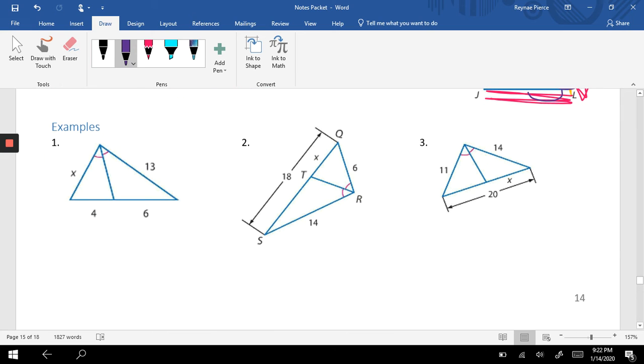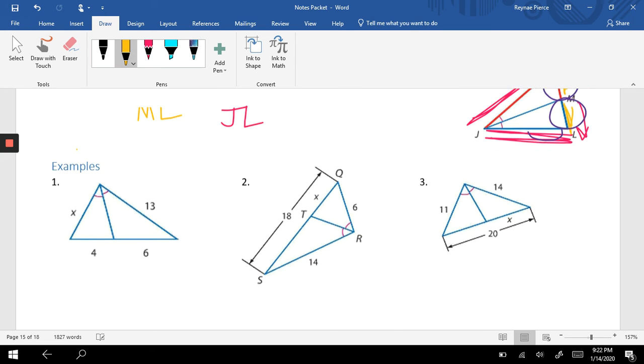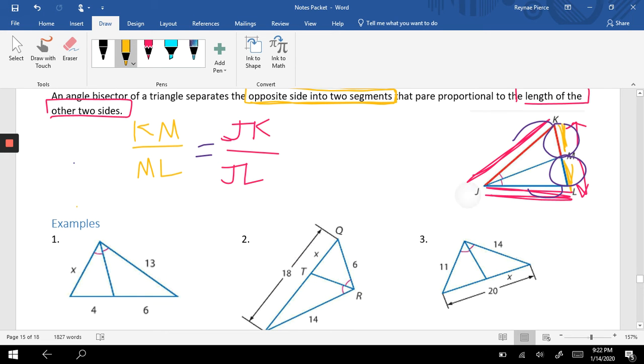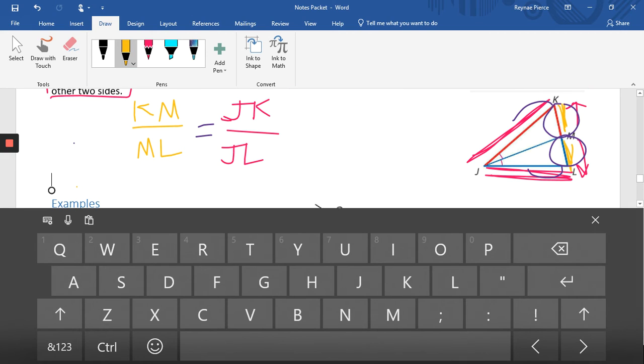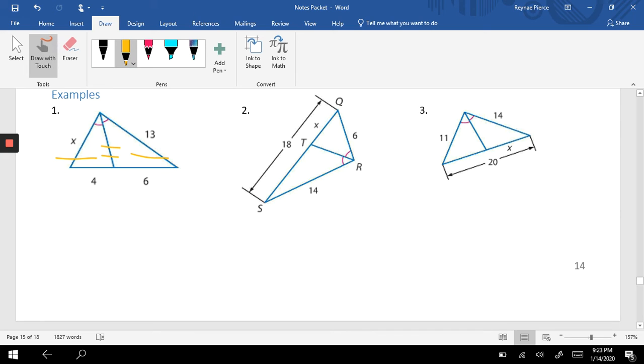One trick that I've learned, and I'll do this in, let's say this color. This here is one way to set up part, full side. Another way to set it up is if you treat the angle bisector like an equal sign, and then you put your fraction bars here and here. That actually sets up your proportion for you. So this way I can say x over 4 equals 13 over 6.